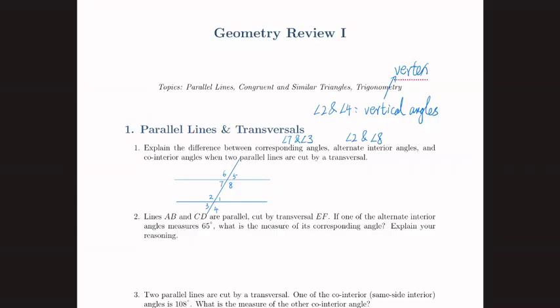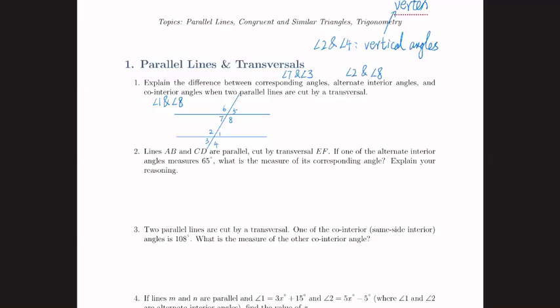Next, co-interior angle. This is something we didn't introduce. The co-interior angles: interior angles on the same side. First one is easy. We move to the second one.